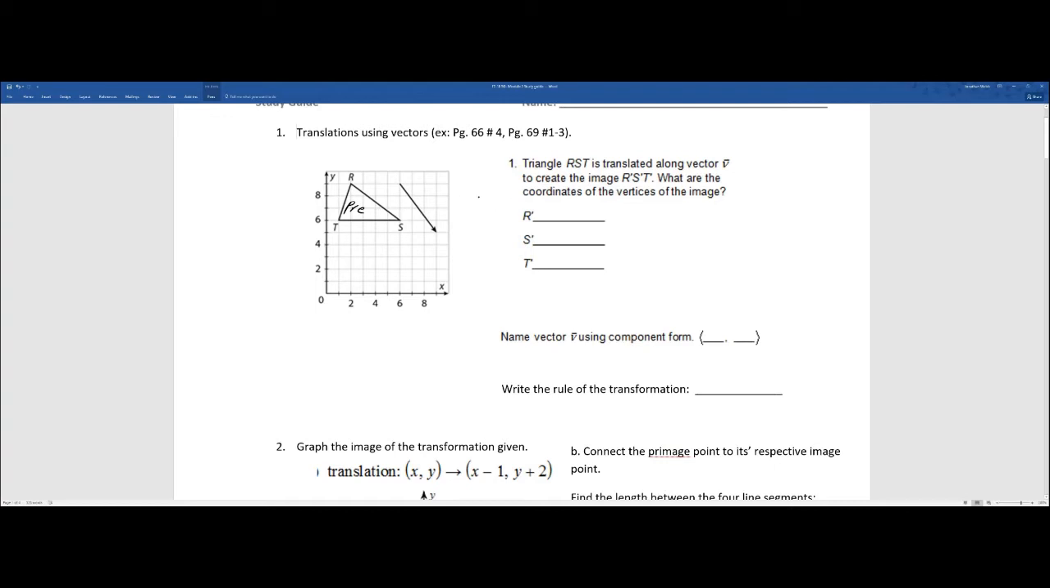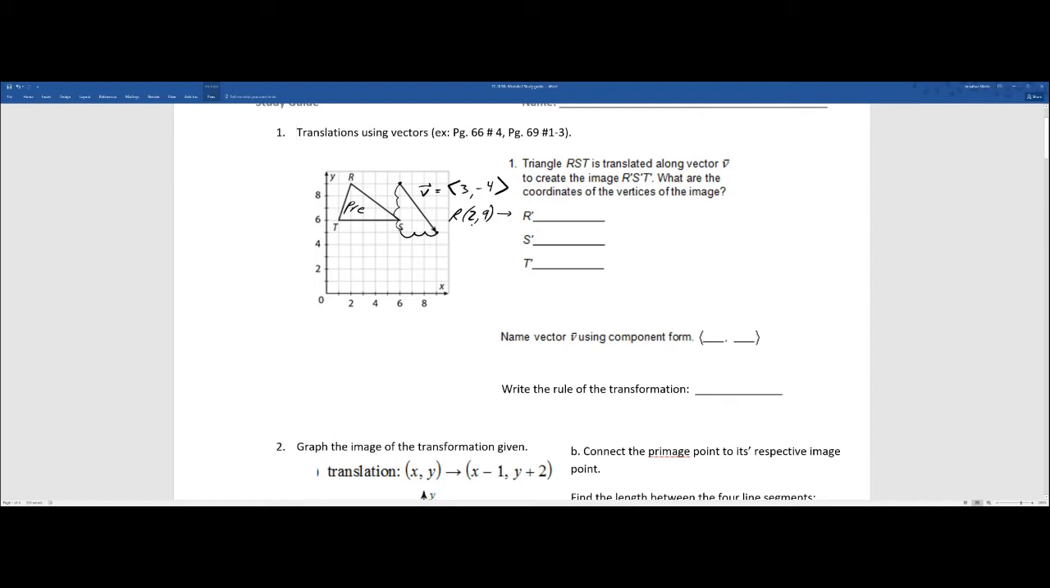Well, let's look at R. Point R was at 2 comma 9, but if we see our vector here, our vector goes from wherever our pre-image was to our image. It goes down 1, 2, 3, 4. So our vector goes down 4, and it goes to the right 1, 2, 3. And that's how we write the vector.